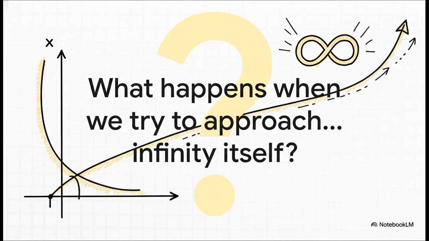So we've gotten pretty good at figuring out what happens when x closes in on a specific number. But that kind of opens up an even bigger, maybe crazier question. What happens when x doesn't close in on anything? What happens when x itself just heads off toward infinity? Well, that's a journey for our next explainer.